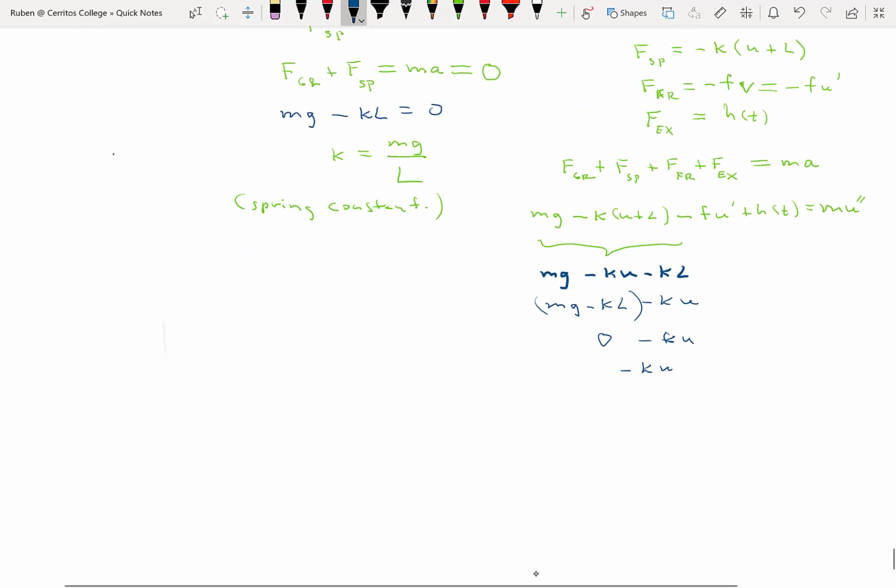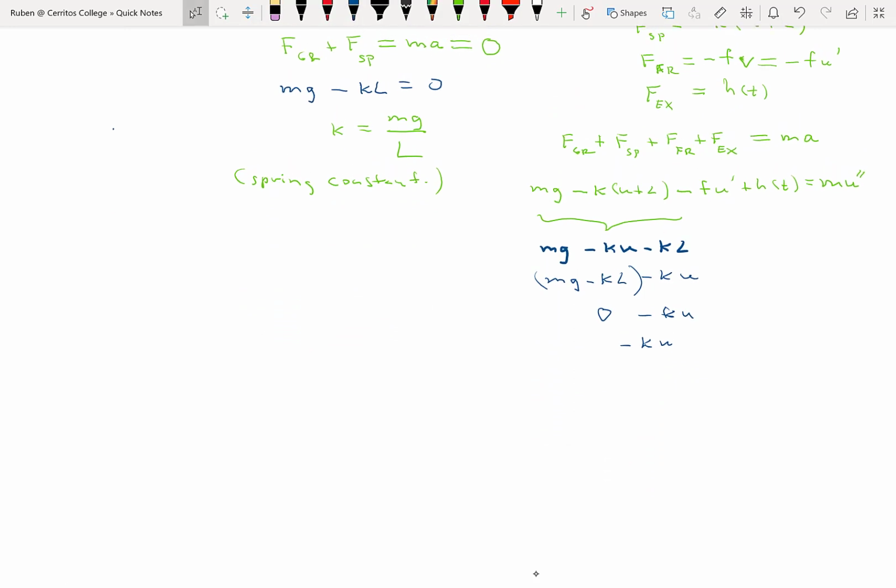So our differential equation becomes a little easier on the eyes. The first two terms, mg minus k times the quantity (u plus l), simplify to minus ku, minus f u prime, plus the external force h of t, equals m u double prime.